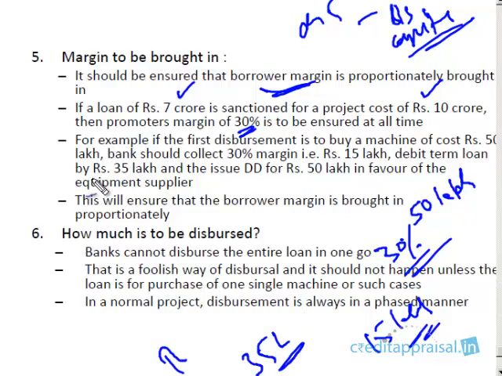Right, term loan account will debit 35 lakhs. Then we club these two and issue a DD for 50 lakhs in the name of the supplier. So now this ensures that the 30% margin is brought in. For the next tranche, right?